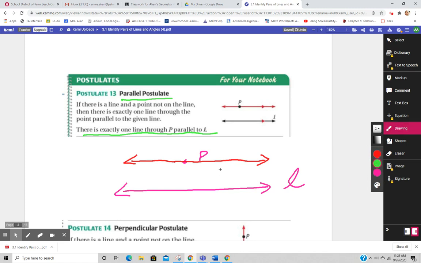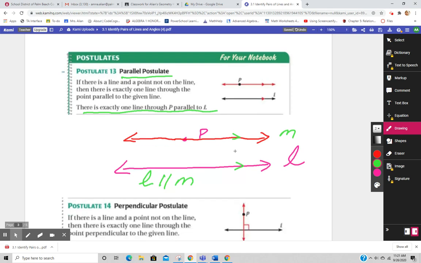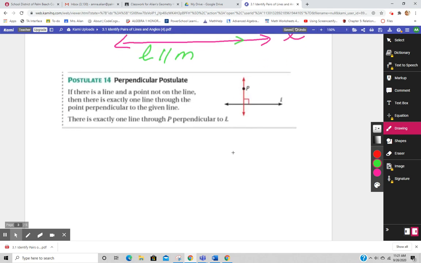How do we show they're parallel? We use arrows. Same number of matching arrows. So I'm showing, and I'll call that M, that line L is parallel to line M. All right, let's keep going.